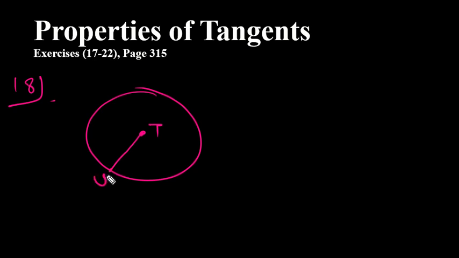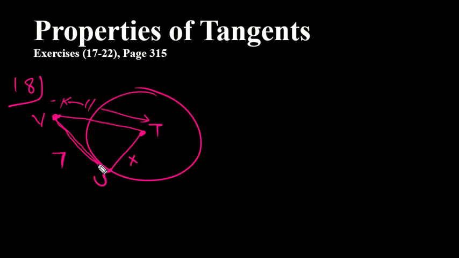This point is U, so the radius is X. Now we have an outside point V, and this distance is given as 11. So this is the total distance from V to T. And the tangent is given as 7. Don't mind my drawing, I'm not able to draw properly. So this is 7, this is 11, this is X.